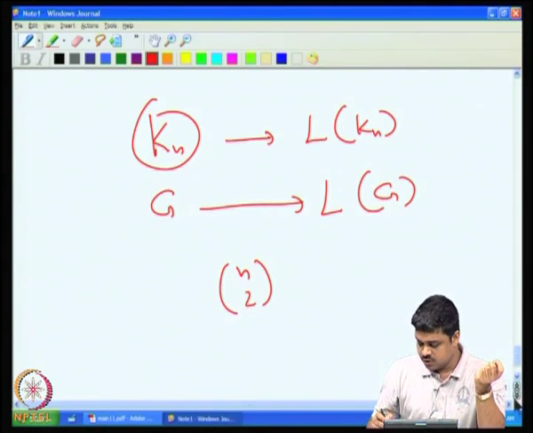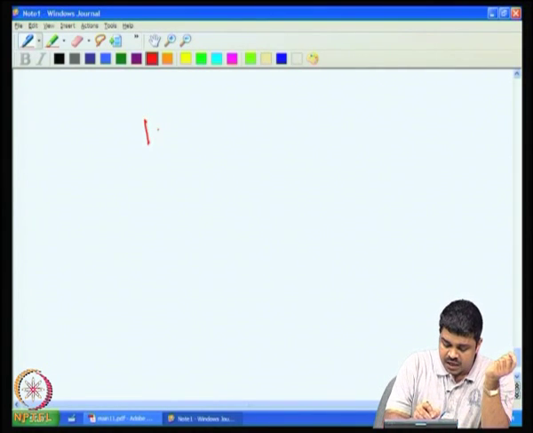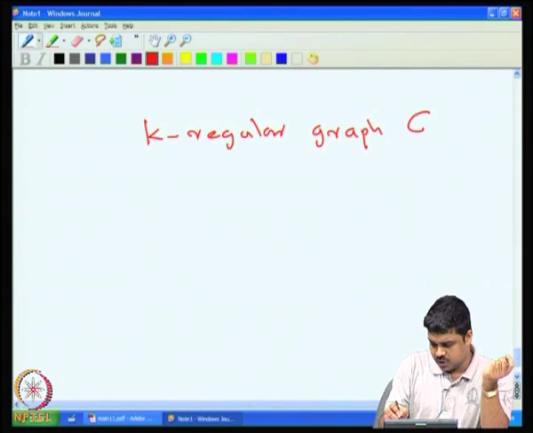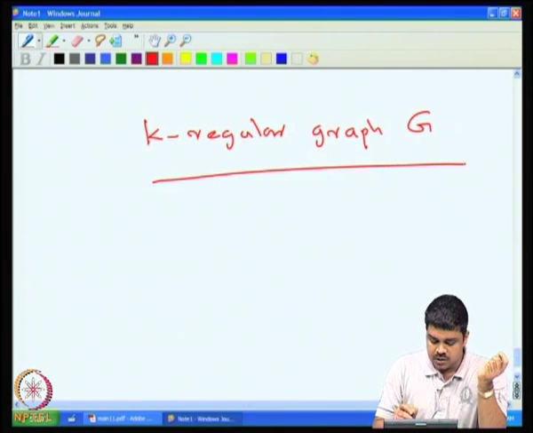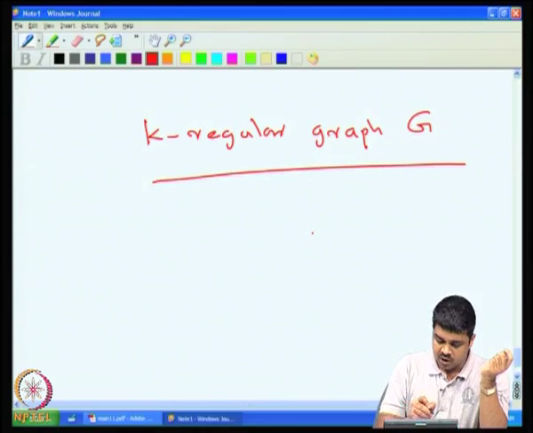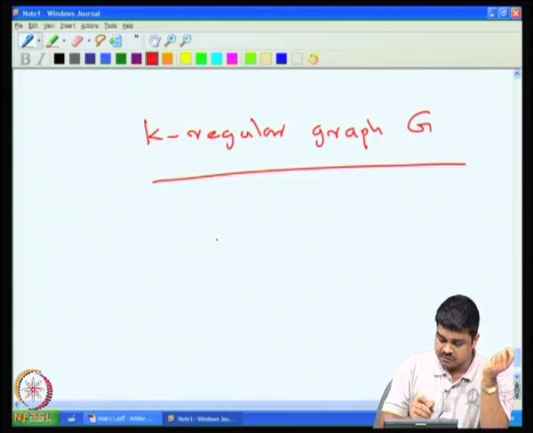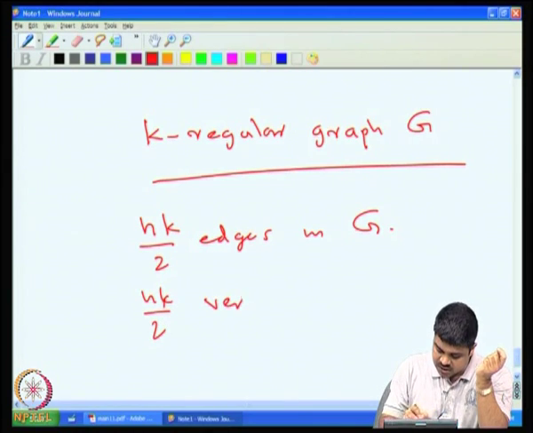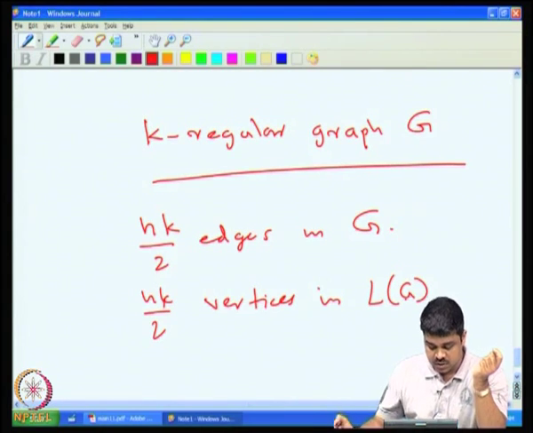So, for instance, we can consider a k regular graph G. How many edges are there in the graph G? There are n into k by 2 edges in G. So, n k by 2 vertices in the line graph of G, L of G.